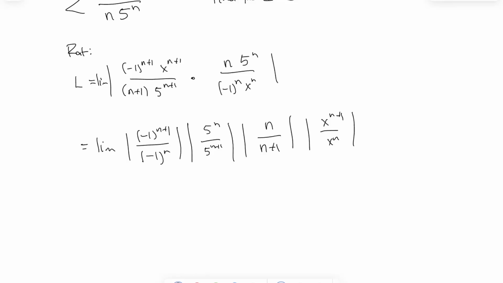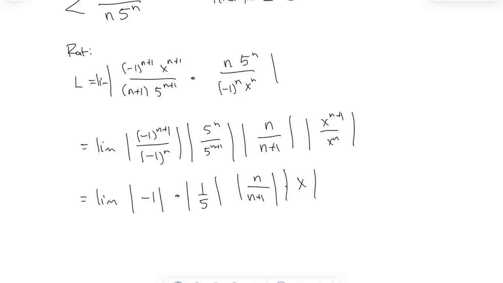Now simplify. The first one inside the absolute value is just negative 1 because here I have an extra negative 1 on top. Here I have an extra 5 on the bottom, so the next one is 1/5. The next one is what it is. Eventually in the next step I'll take the limit of that. And then the last one is just x inside of absolute values. And now we do the lim.